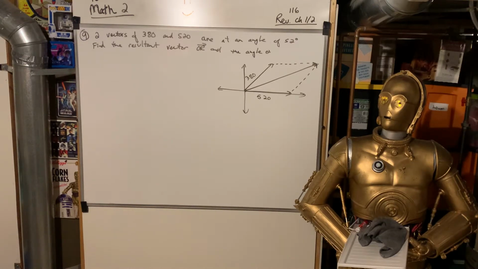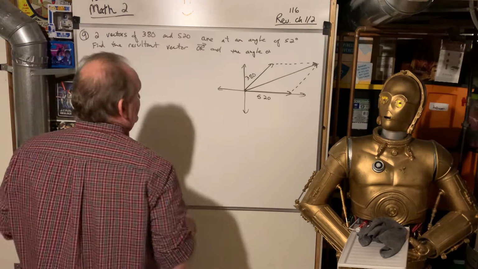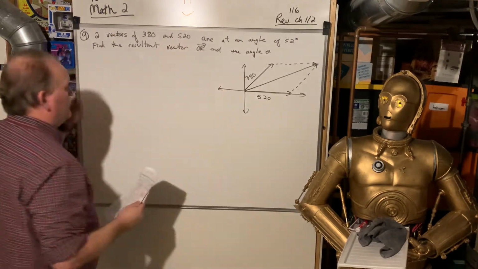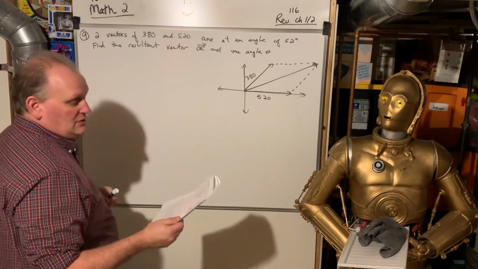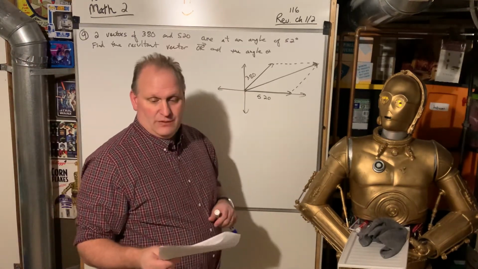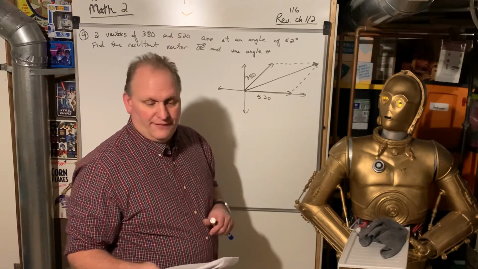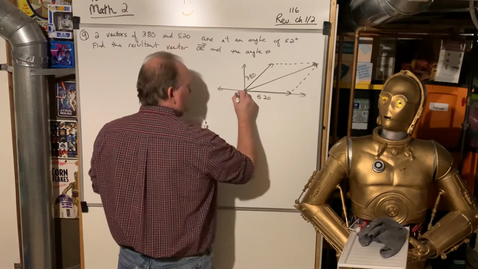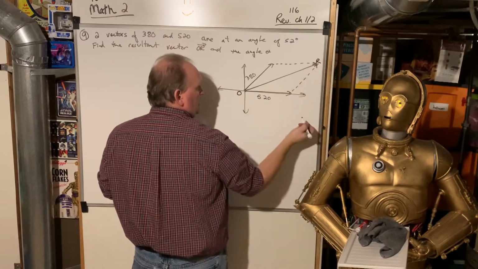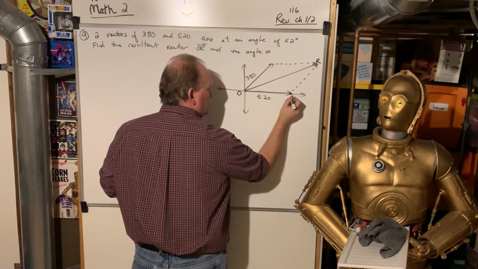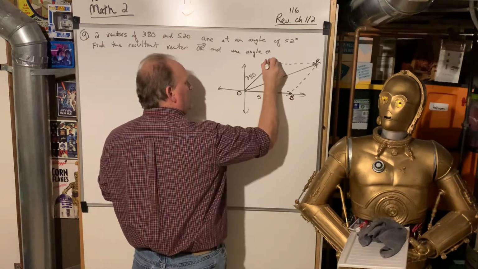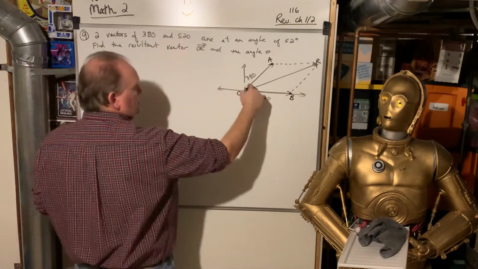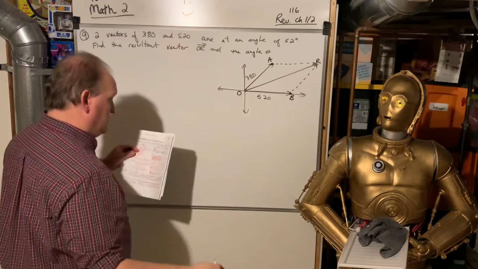This is Techmath2. We're looking at the second part of the review for the chapter 1-2 test, and we're on number 9. Two vectors of 380 and 520 act at an angle of 52 degrees. Find OR, the resultant vector. I just put on arbitrary letters, so I called that OB and that OA, A and B. They told us there's 52 degrees in between those two.